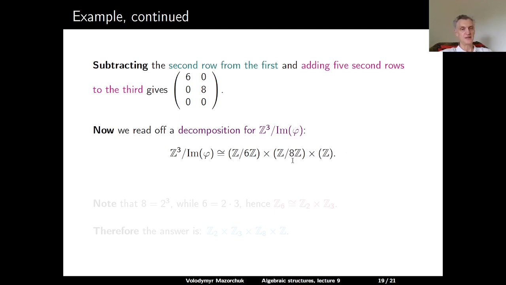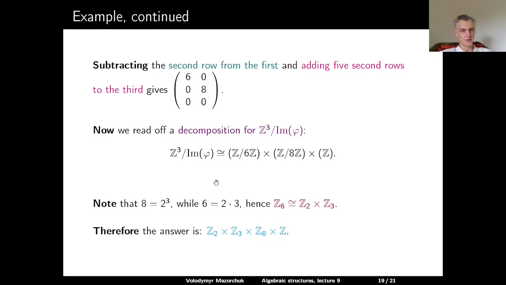Now note that 8 is a power of a prime, it's 2 to the power 3, so Z modulo 8Z will be just the factor Z_8, but 6 is 2 times 3. So Z_6, which we have here as the first factor, should be further decomposed as Z_2 times Z_3. And so the answer is that our cokernel is the finitely generated abelian group, which has the following decomposition. So we have Z_2 times Z_3 times Z_8 times Z. And this completes the solution.